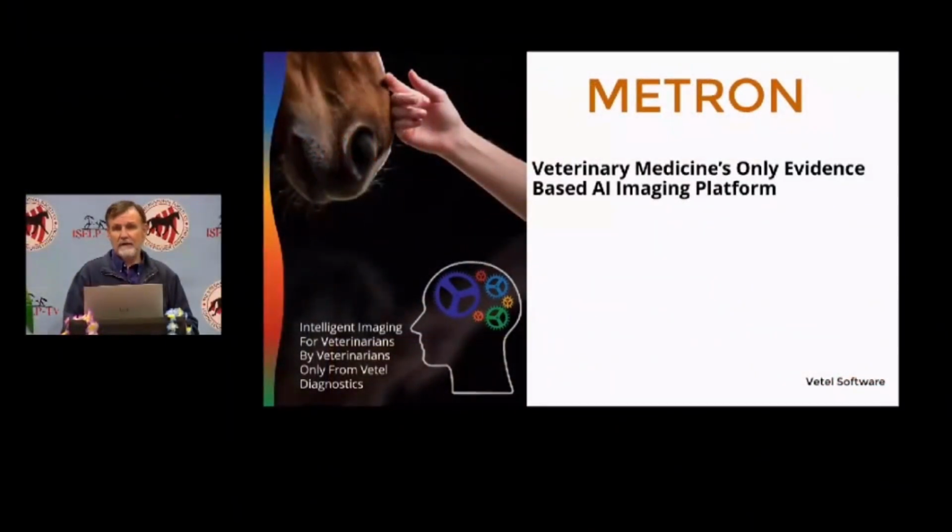It's a diagnostic imaging company, and today we're going to talk a little bit about artificial intelligence and specifically how we use it in digital radiography. So our Metron software platform has been around for a long time, and in 2016 we were the first to bring out the utilization of artificial intelligence in image recognition.